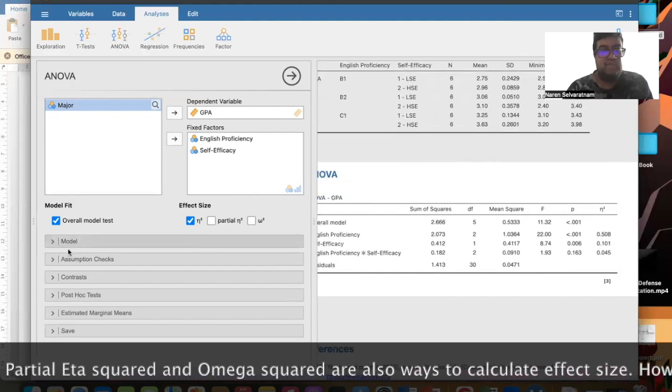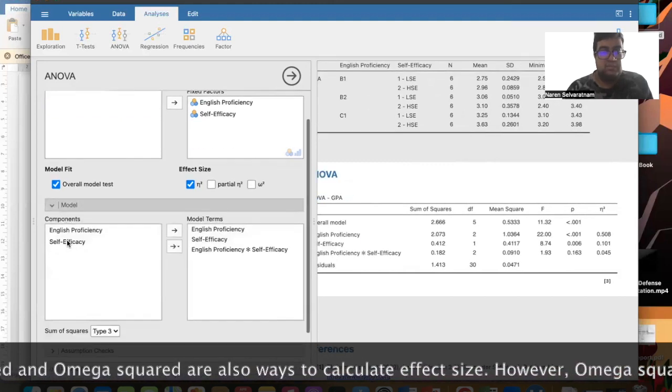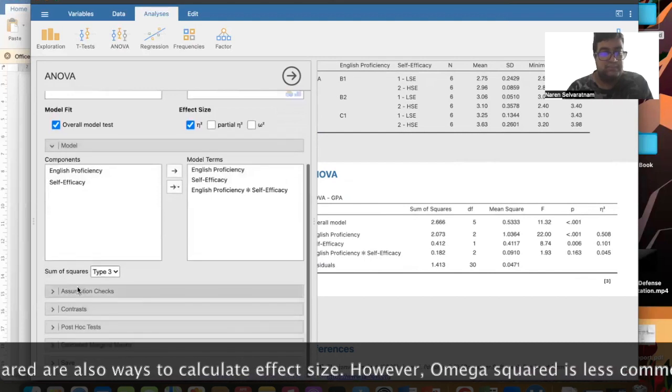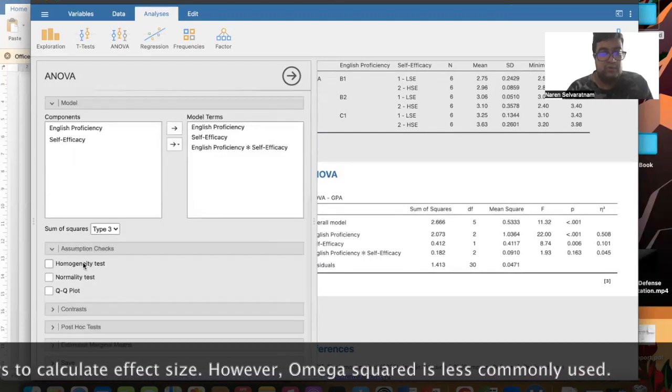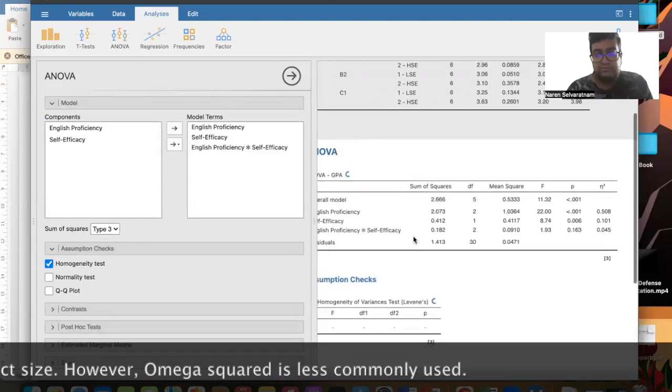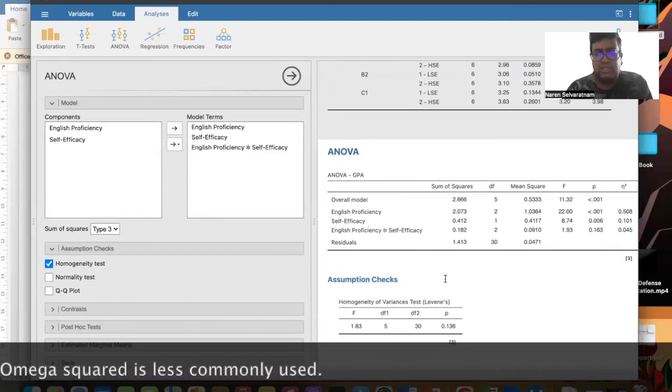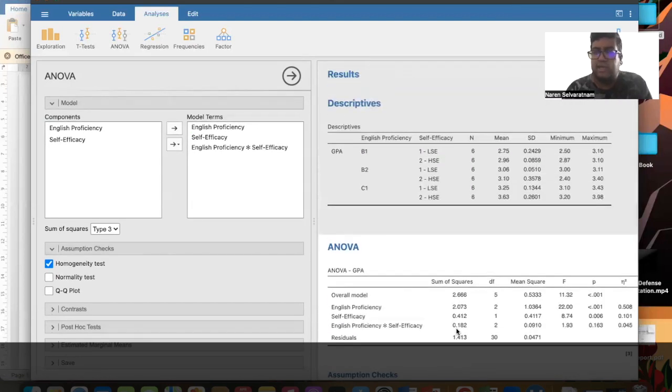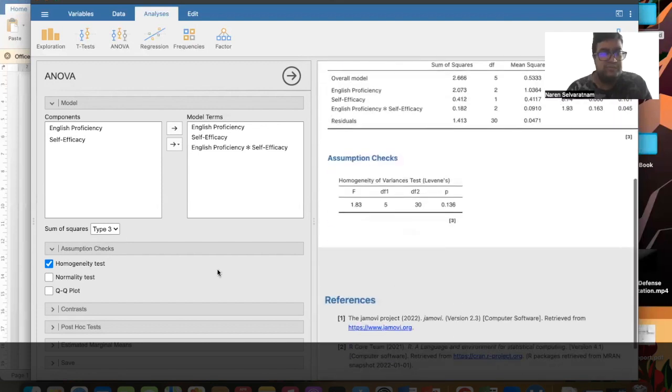Okay, that's enough. And then if we click on the model, assumption checks, I can go for the homogeneity test. Homogeneity is also fine. It is 0.136, so it is not violating the homogeneity assumption. So I think we can go ahead with the two-way ANOVA, no issues.